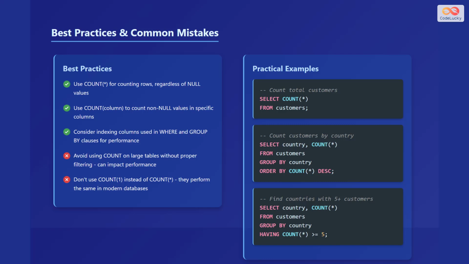As practical examples, SELECT COUNT(*) FROM customers will count the total number of customers. SELECT country, COUNT(*) FROM customers GROUP BY country ORDER BY COUNT(*) DESC, will count the number of customers by country and order them in descending order. And SELECT country, COUNT(*) FROM customers GROUP BY country HAVING COUNT(*) >= 5, will find countries with 5 or more customers.